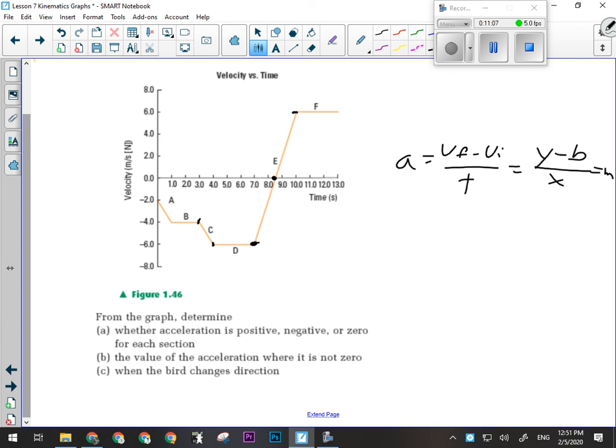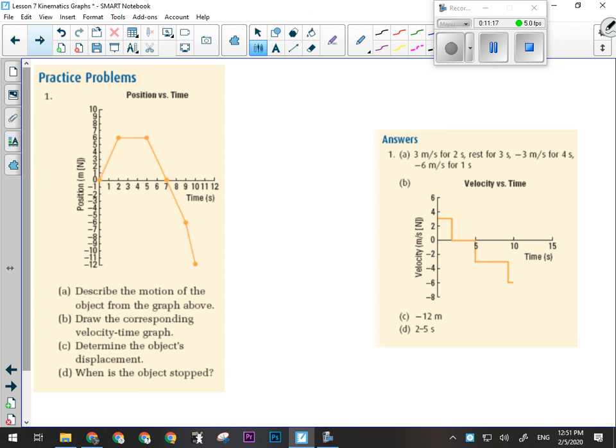We're seeing a bird that's flying in a negative direction for a period of time and then in a positive direction for a period of time.